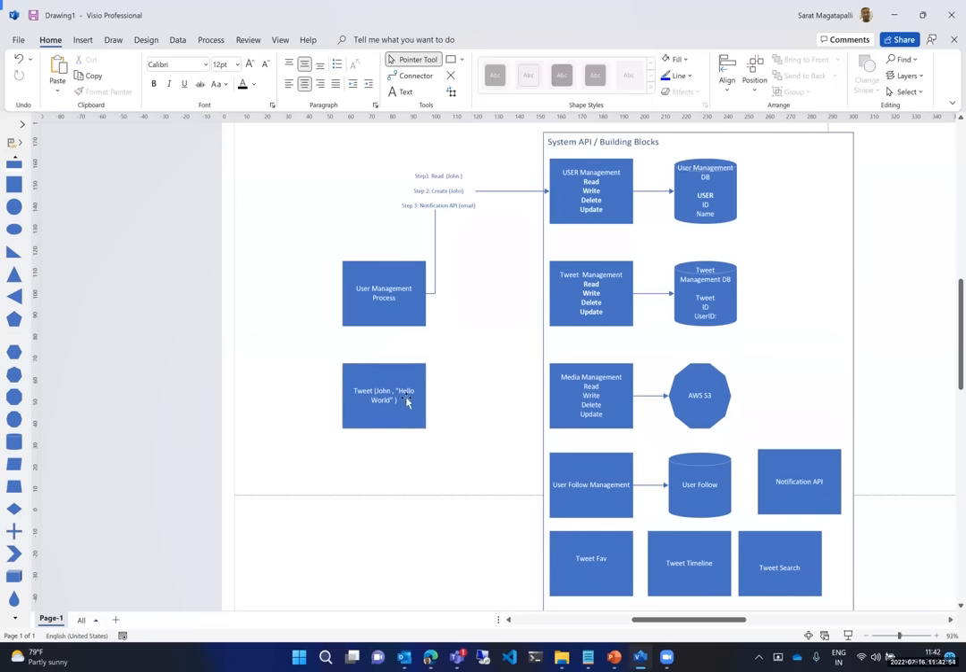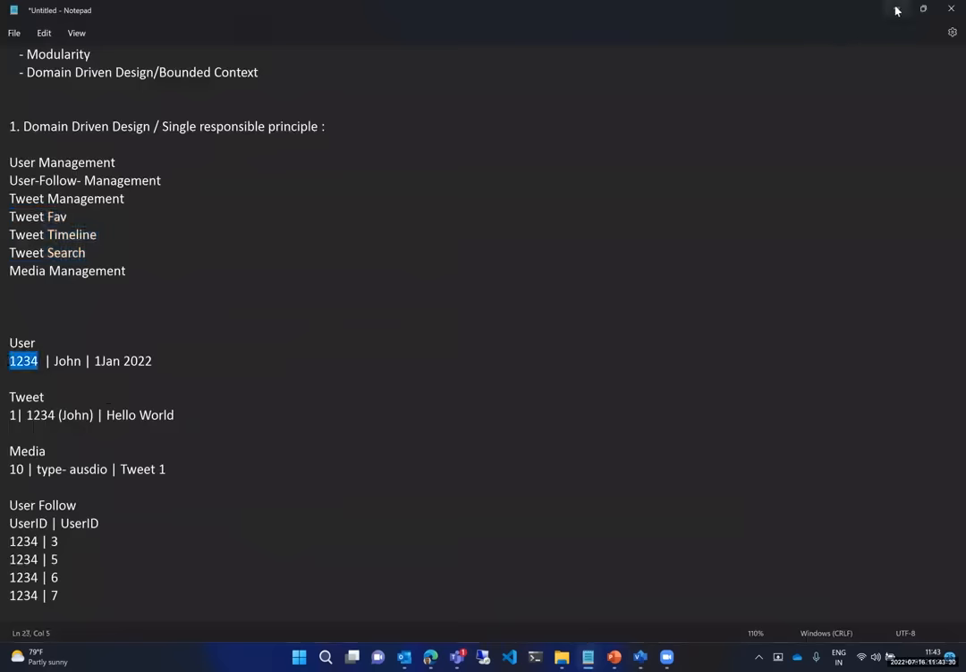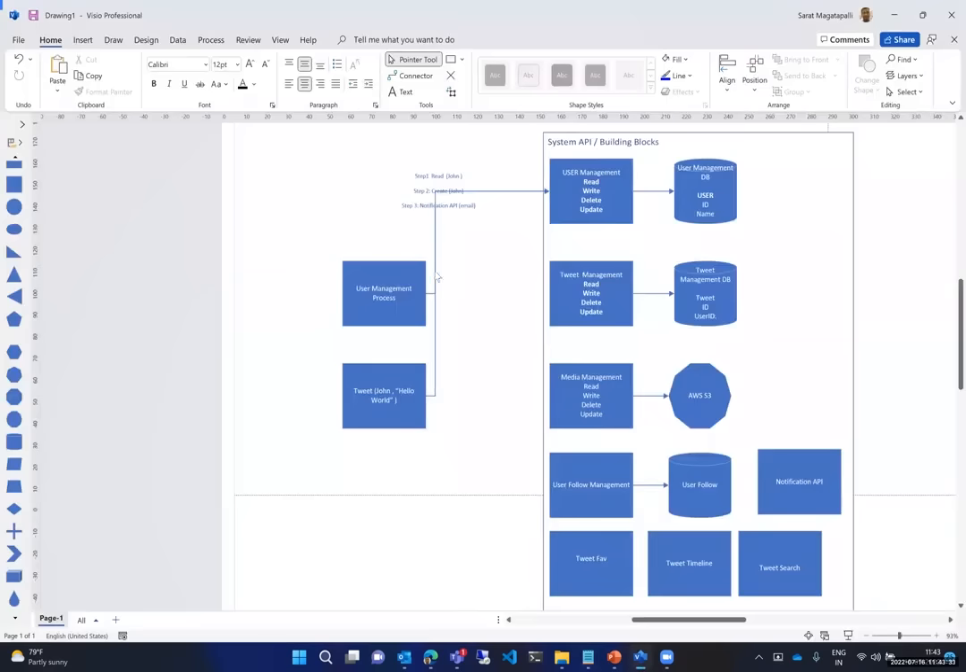What I'll do is get more information about John, like what is the identifier for John, is John active in our system, is John authorized to send tweets, is John following any other customers, all those things I need to know. So one more call to the user management process to get more details about John. I got all details about John. What is John's ID? I got John's ID as 1234. So by calling the user management, we got some more details about John.